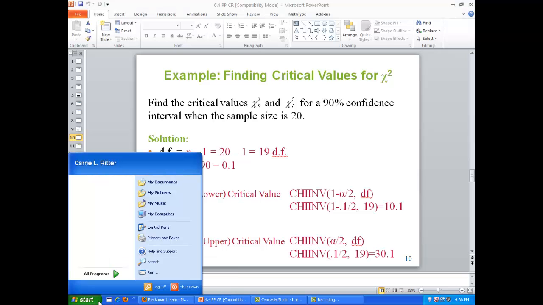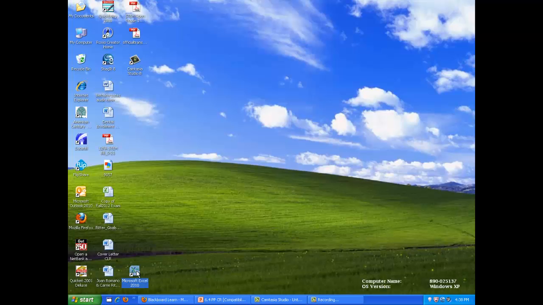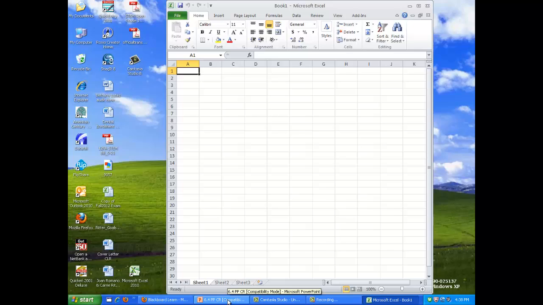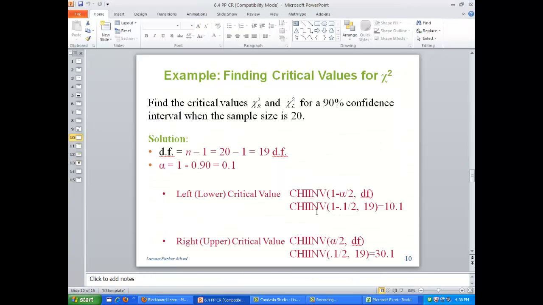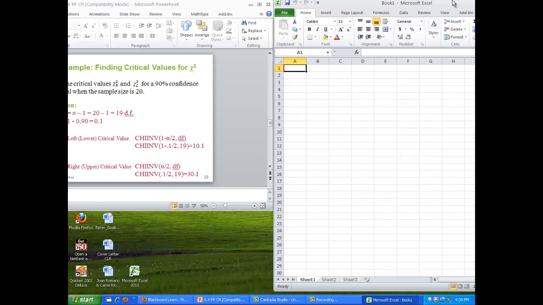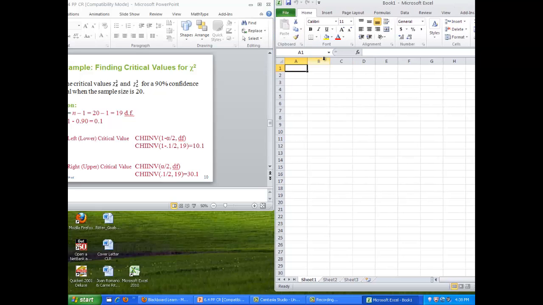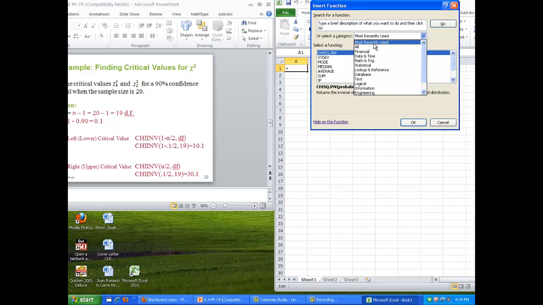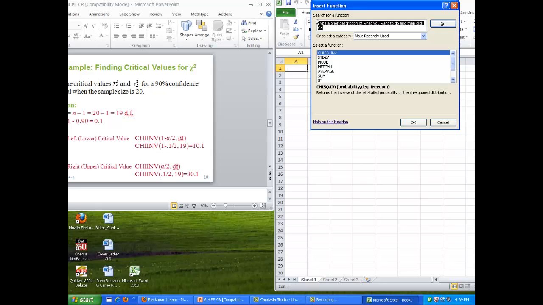So I'm going to open up Excel, and we are going to do some of these problems. Now, when I look at the PowerPoint, notice that for the lower critical value, we do 1 minus alpha divided by 2, comma, degrees of freedom. So in our case, that's going to be 1 minus 0.1 divided by 2 with 19 degrees of freedom. So I'm just going to try to move this over here. So when we're looking at our Excel file, right here, I'm going to go up to the function wizard, find chi-inverse. So I'm going to type up in here, CHIINV.